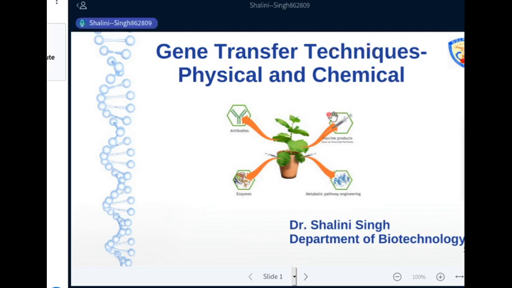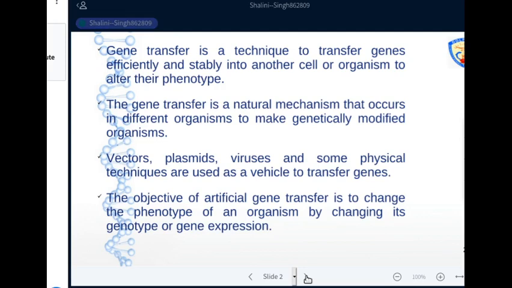Welcome to the class. The topic today is direct gene transfer techniques, physical and chemical methods. Gene transfer is a technique to transfer genes efficiently and stably into another cell or organism to alter their phenotype. Gene transfer is a natural mechanism that occurs in different organisms to make genetically modified organisms.